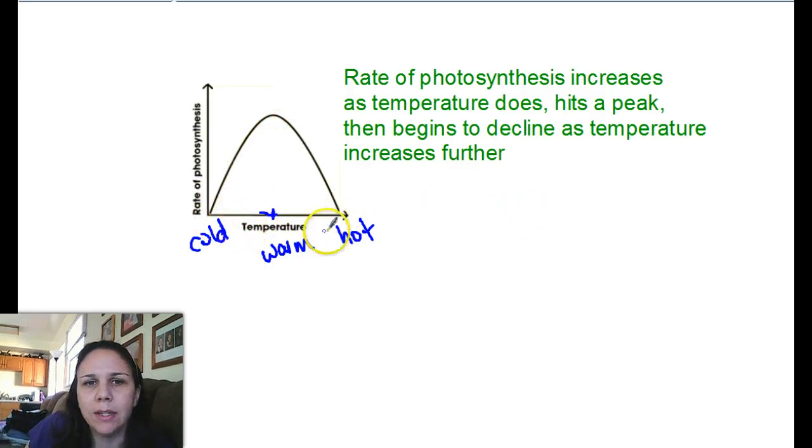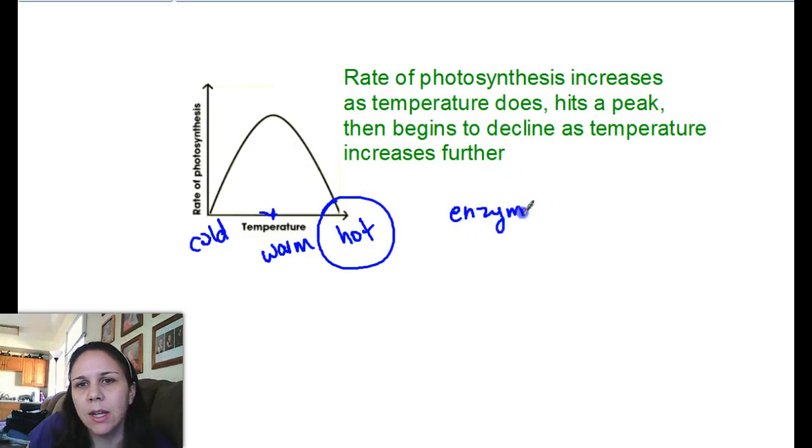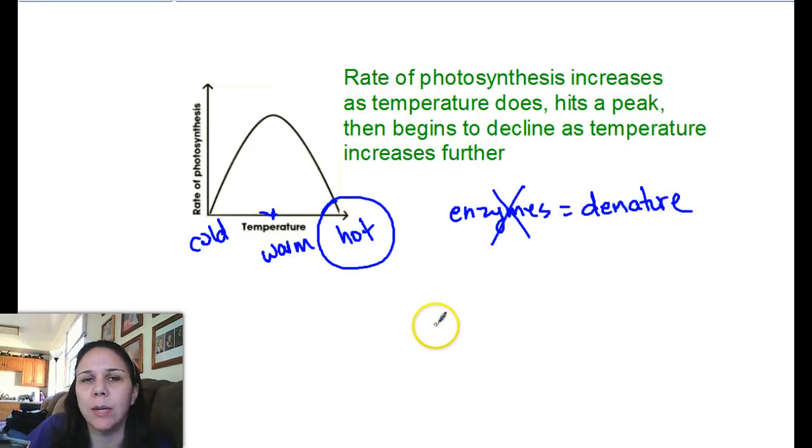Why? Because the hotter the temperatures get, a lot of the reactions going on are caused by enzymes. And what do we know about enzymes in warm temperatures? The warmer an enzyme gets, the more likely it is to denature. And when it denatures, that means it falls apart and it doesn't work anymore. So once I get beyond a certain temperature, I've completely denatured the enzymes and photosynthesis won't occur. Same thing if it's just too cold, my enzymes aren't working. So there is an optimal temperature that they enjoy the best.